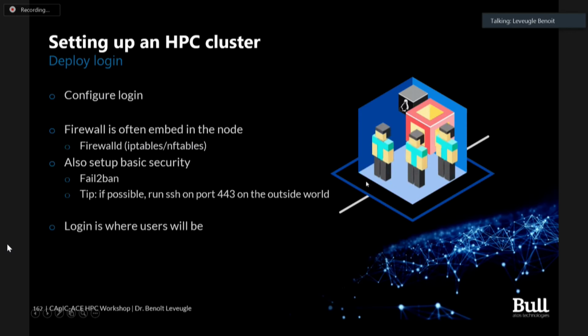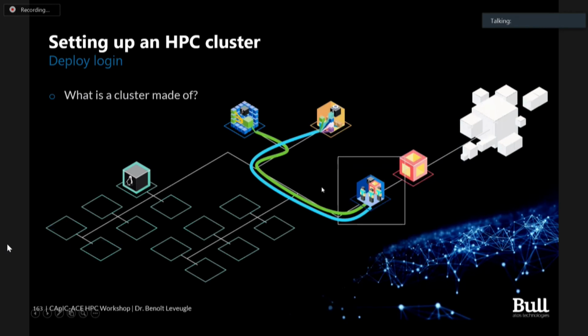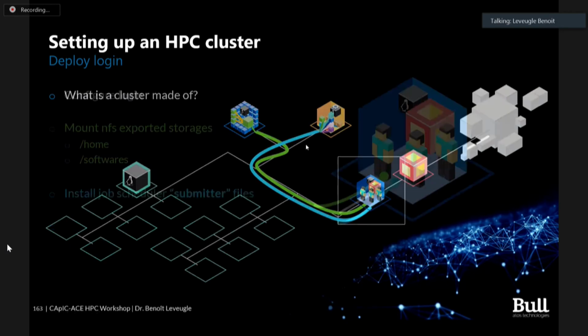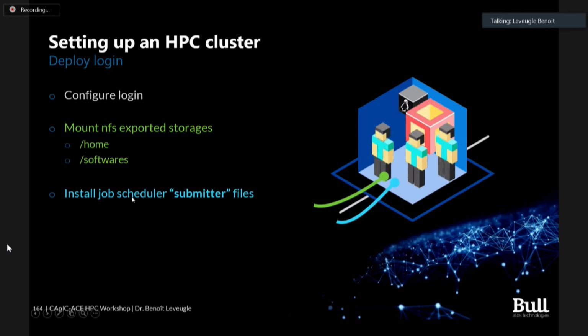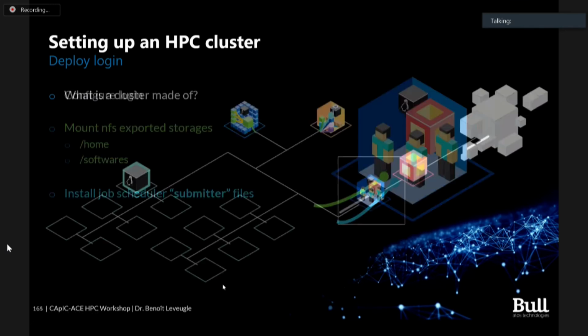So the login node is where your users are going to be. So be careful with that. Enforce limits, no swap, monitor, ensure it's always up to date. Okay, security first. Also on the login node, you're going to mount the storage and you're going to put the job scheduler submitter, so users are able to manage their data and launch jobs.